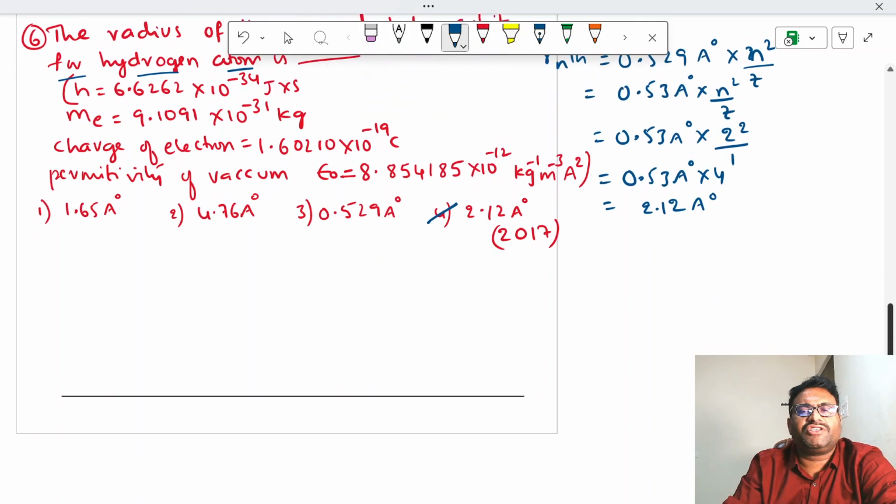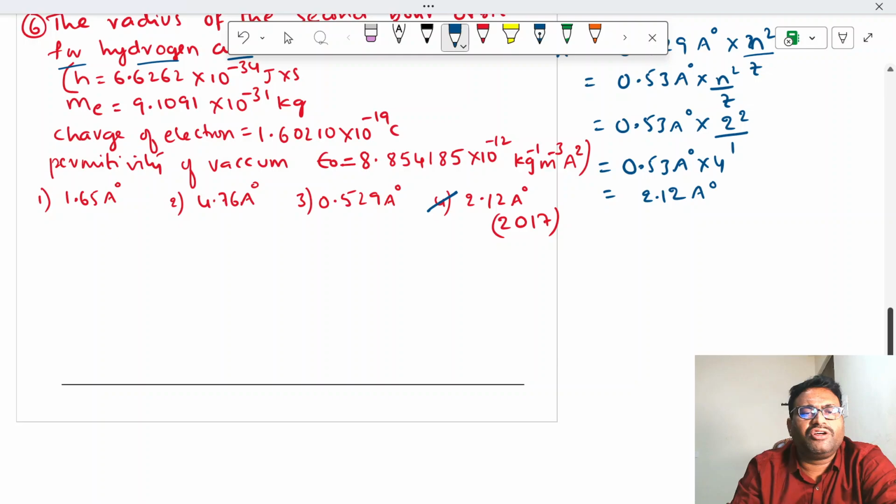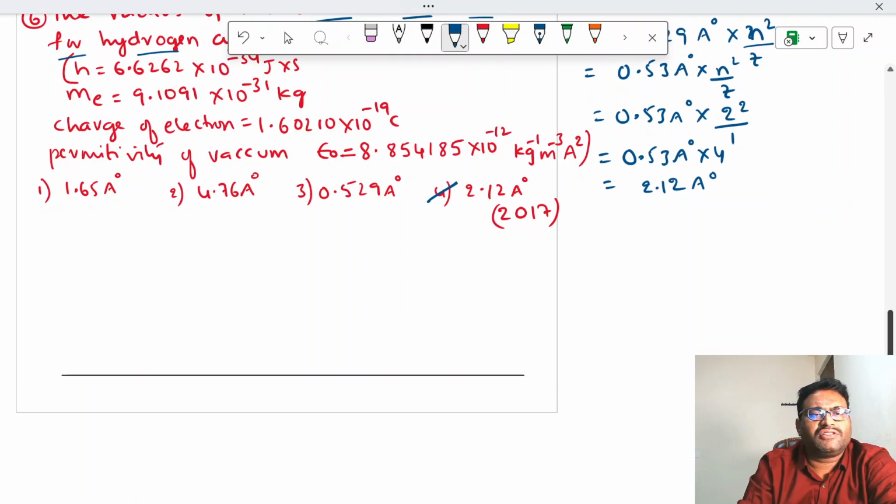In the video about finding the expression to calculate the radius of the nth orbit, we derived in detail the formula to calculate the radius of the nth orbit. You can find this derivation there, or let us see some concepts.